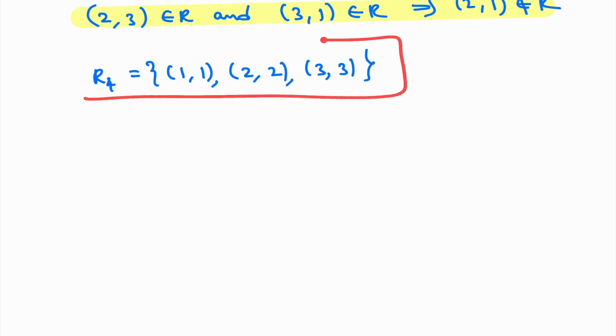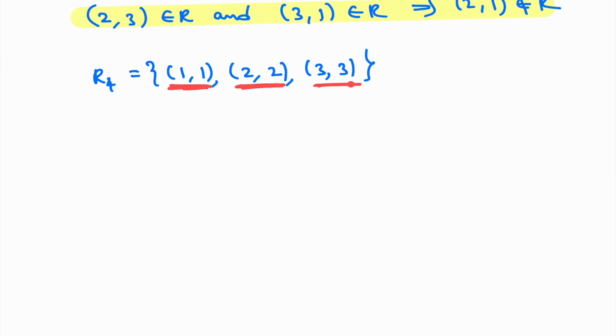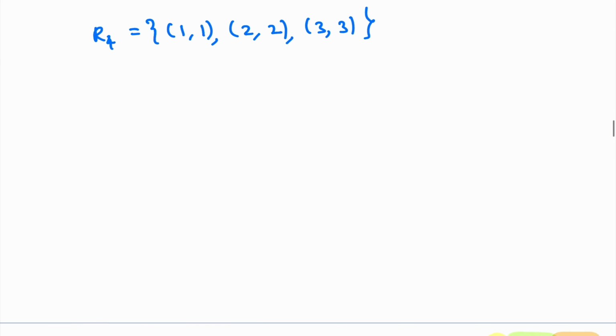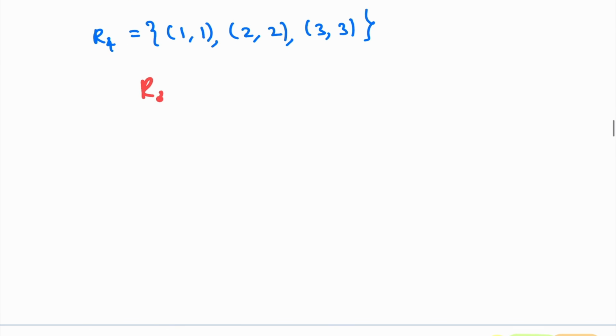You observe this relation R4. It is a relation on A because (1, 1) is there in A cross A, (2, 2) is there in A cross A, (3, 3) is also there in A cross A. So R4 is a subset of A cross A. So R4 is a relation on A. Now I need to check whether this relation is transitive or not. See, we'll check for every ordered pair. You see this (1, 1). This ends with 1. Any other that starts with 1? No other starts with 1.